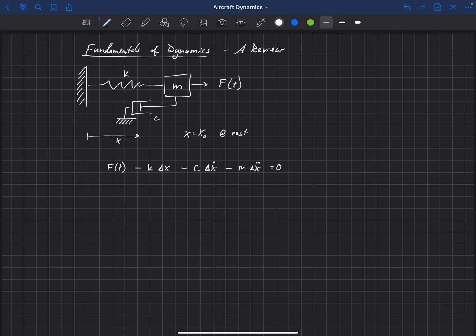Okay, so all of these have to sum to be equal to 0 to complete this equation here, to include all these forces on it. Okay, so let's just rearrange this now.